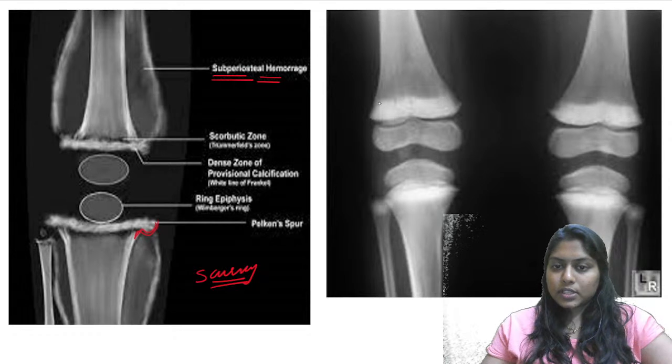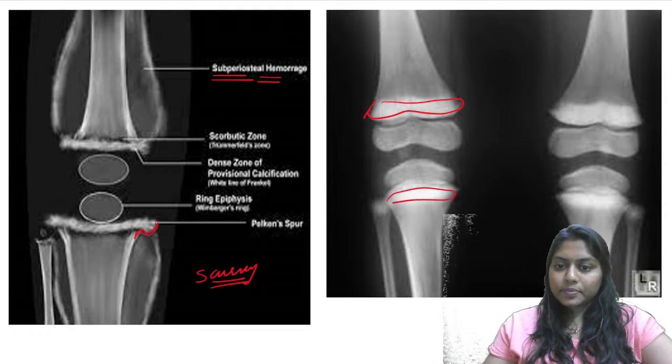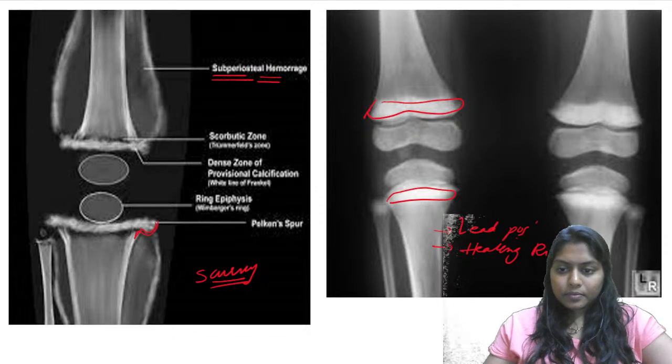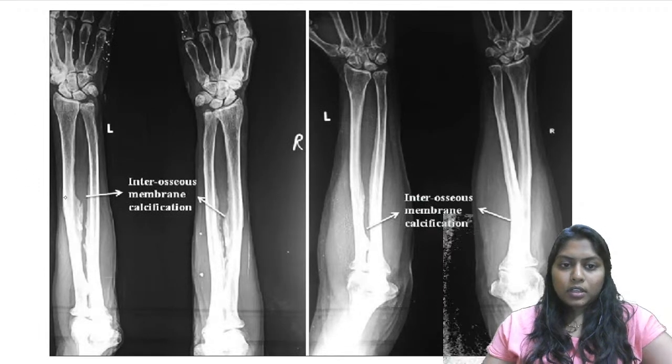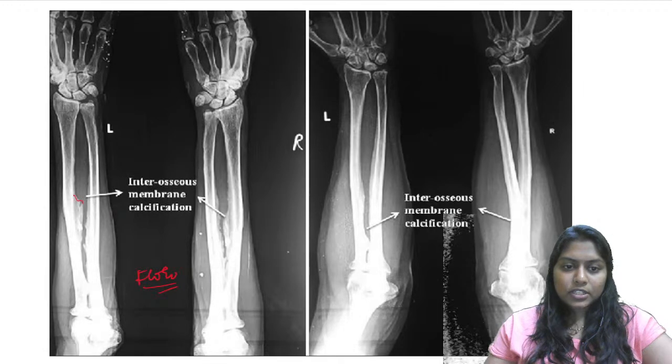In this X-ray, we are able to see there are dense radiopaque bands in the metaphysis region. This is characteristic for lead poisoning as well as healing rickets. Next, coming to the other option which we had, this is a characteristic X-ray for fluorosis. There is interosseous membrane calcification, which we are able to see here. This is the interosseous membrane calcification, which is classical for fluorosis.